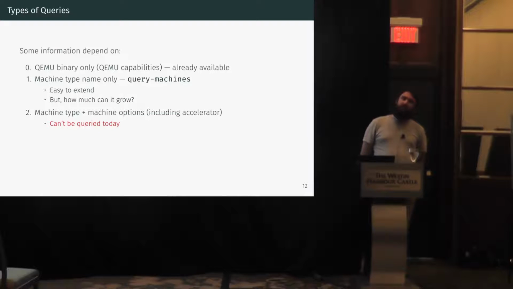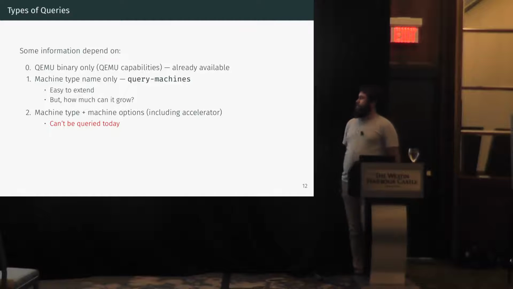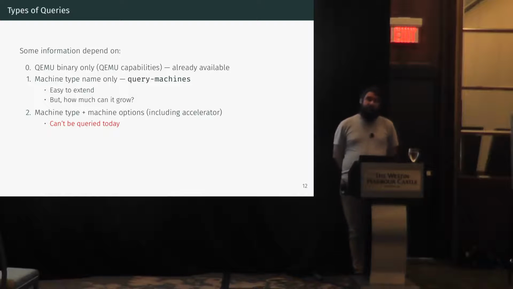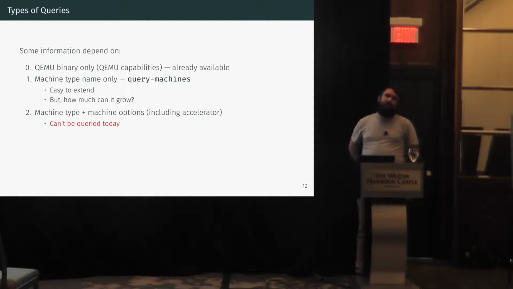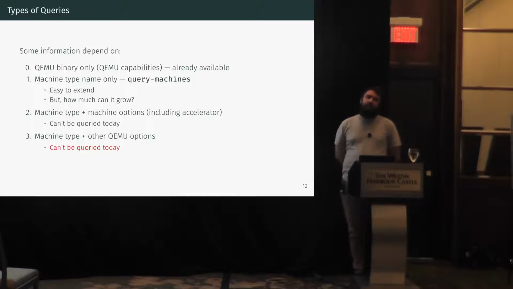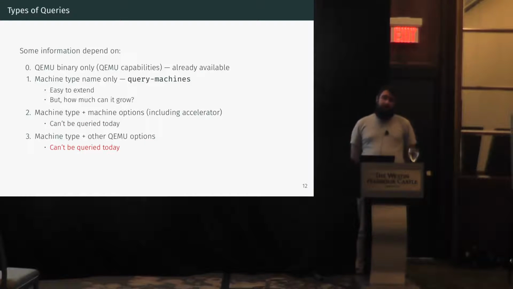But now we might want to ask QEMU for stuff that depends on the machine type and machine options. And machine options include the accelerator, whether you're using KVM or TCG, there may be some differences, and stuff like that. And you can't ask QEMU for that information because QEMU is not running yet. You can ask questions only before you start the VM, only at the very beginning. You don't know what options you are going to use, so you can't query that. And the same happens if you have any information that depends on other options.